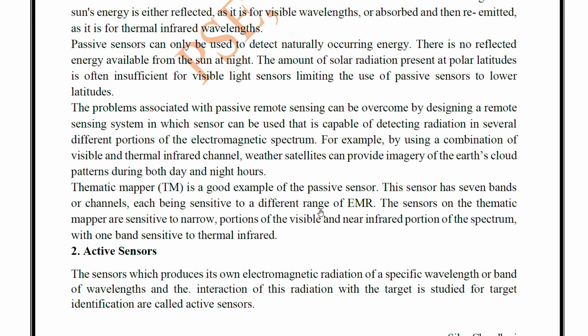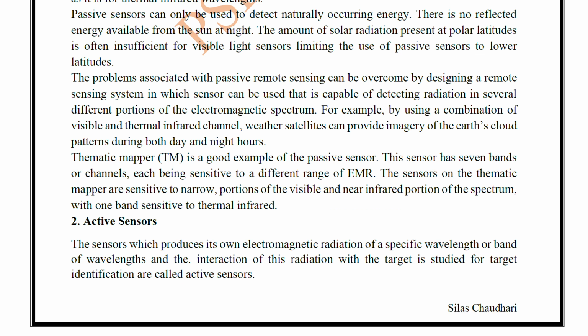The problem associated with passive sensing can be overcome by designing a remote sensing system in which sensors are used that are capable of detecting radiation in several different portions of the electromagnetic spectrum. For example, by using a combination of visible and thermal infrared channels, the satellite can provide imagery of the earth and cloud patterns during both day and night hours.